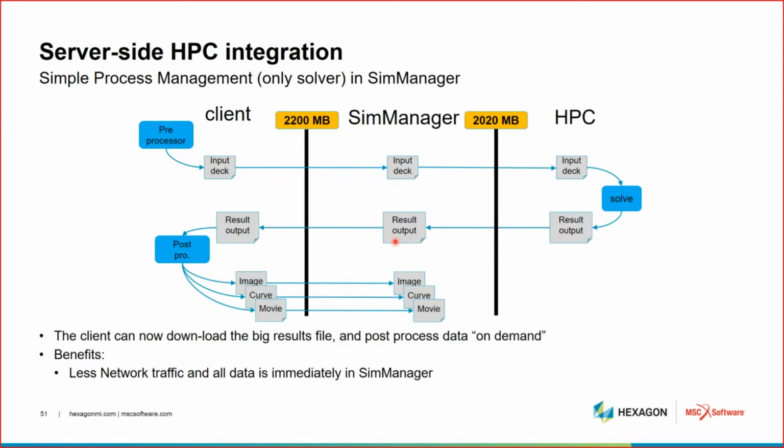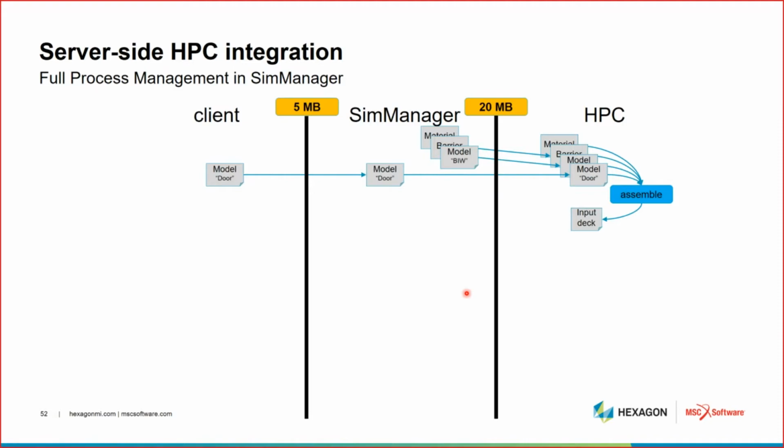So most of that activity is moving data between SimManager and the HPC, but there's a potential to do some post-processing. And in this instance, as a first phase, that might be done on the client side. So you need to move the results files out, do the post-processing, and then import the key results values, curves, etc., back into SimManager.